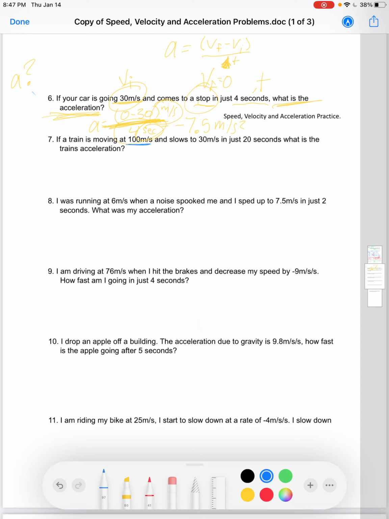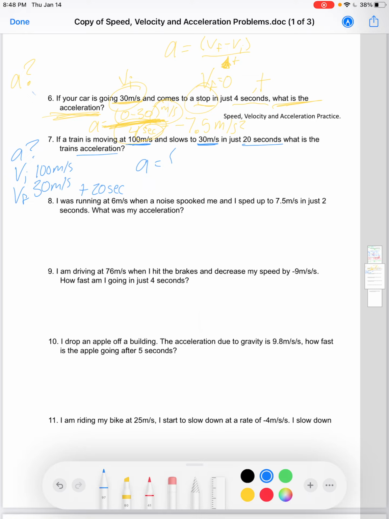Okay, next. If a train is moving at 100 meters per second and slows to 30 meters per second in 20 seconds, what is the train's acceleration? So I know I'm looking for acceleration. I was initially moving at 100 meters per second, and then I slowed down to 30 meters per second, and I did that in a time of 20 seconds.